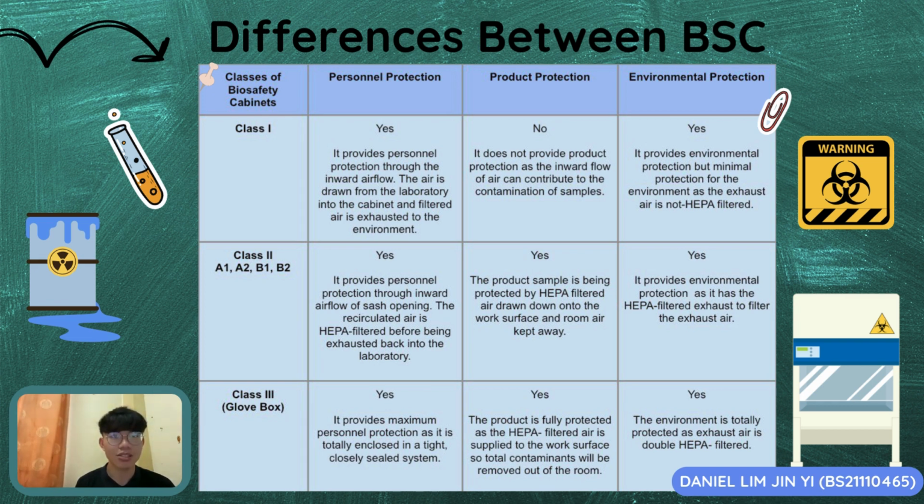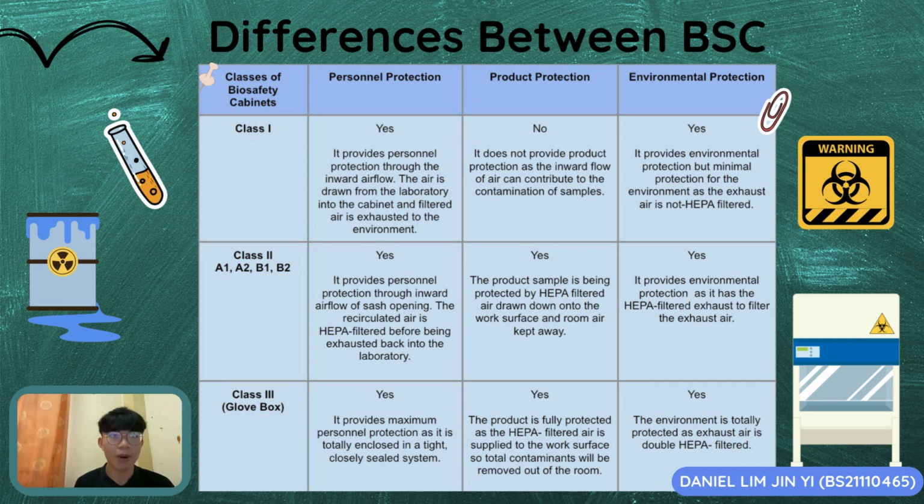Next, moving on to the Class 2 Biological Safety Cabinets, they all provide protection to the personnel, environment, and product. For personnel protection, the protection is through the inward airflow of the opening. The recirculated air is HEPA filtered before exhaust back into the laboratory. Next, the product is protected as HEPA filtered air is drawn onto the work surface, and the environment is protected as the HEPA filtered exhaust is applied to the filtered air out of the environment.